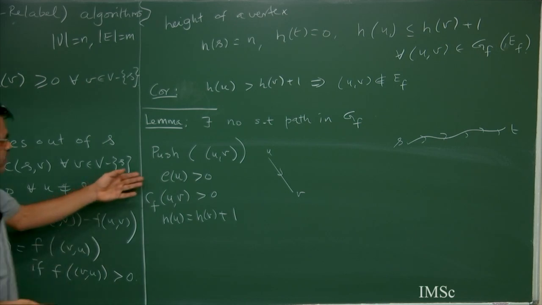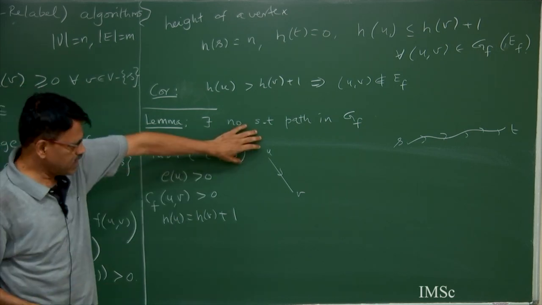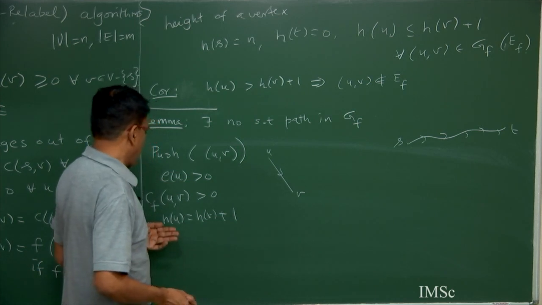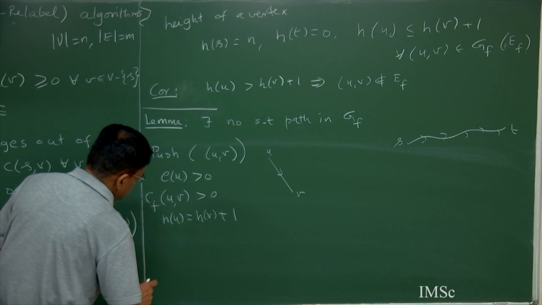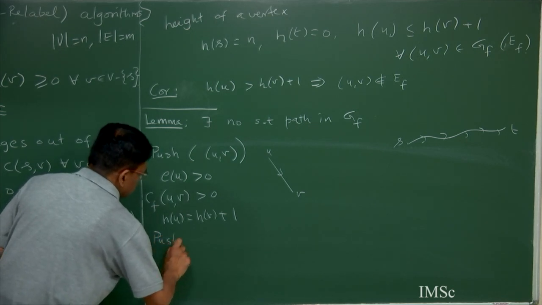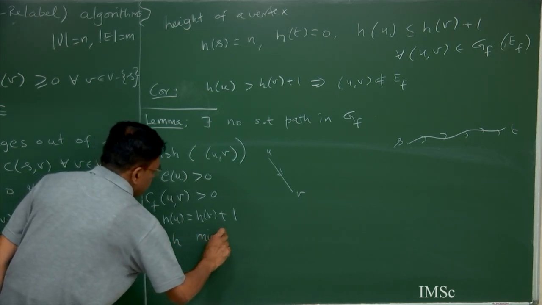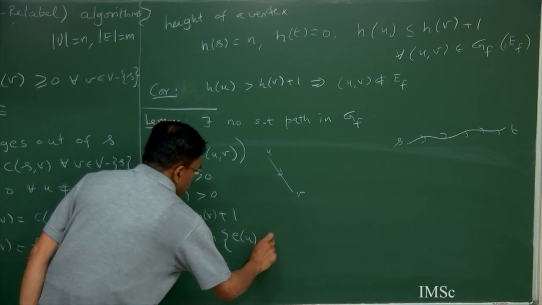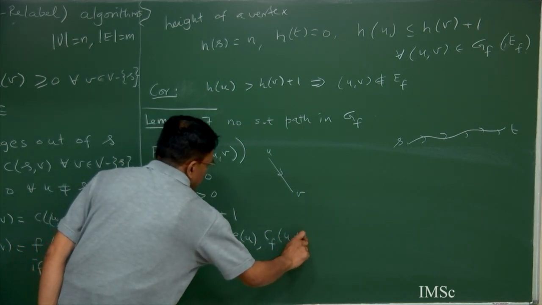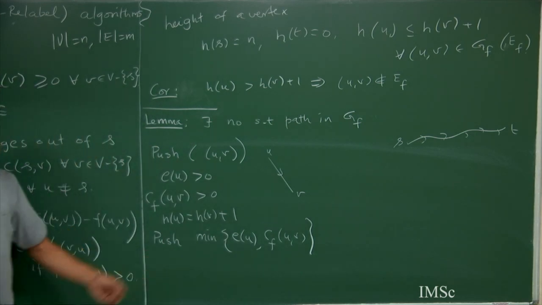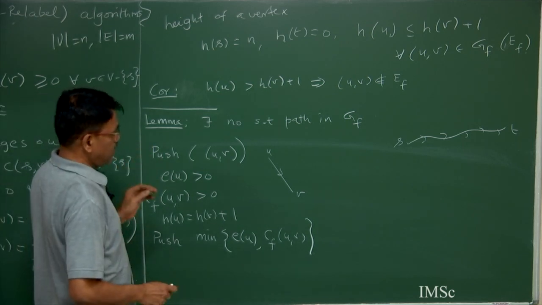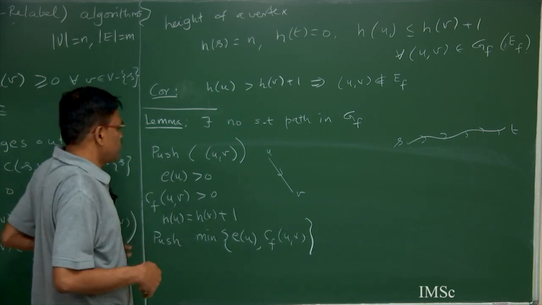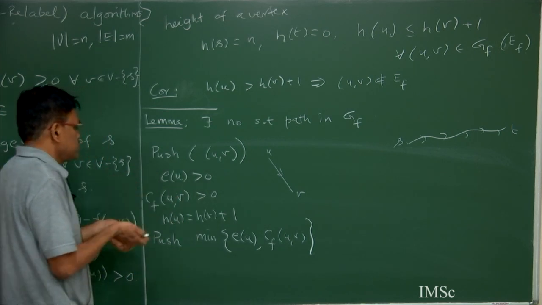And when do I push? When all these three conditions hold: I have something in excess, this edge can take something, and height of u is equal to height of v plus 1. Then how much do I push? The minimum of E of u and c_f of uv. Whatever the excess is and whatever the edge can take, the minimum of it.